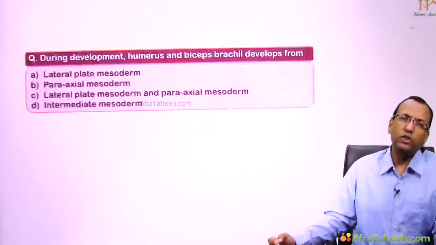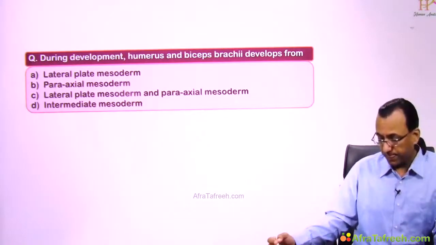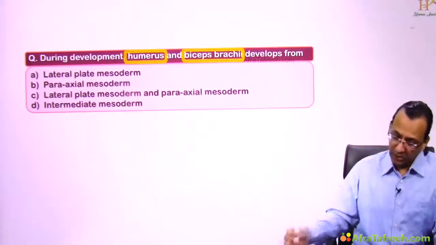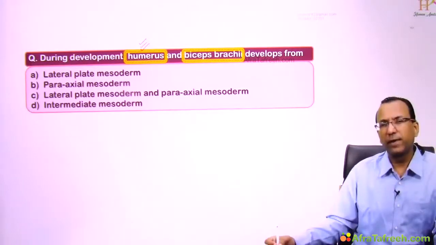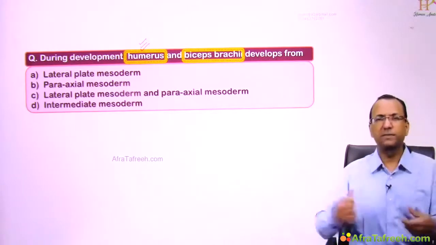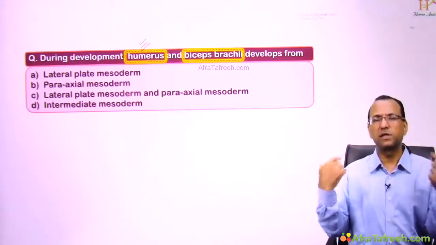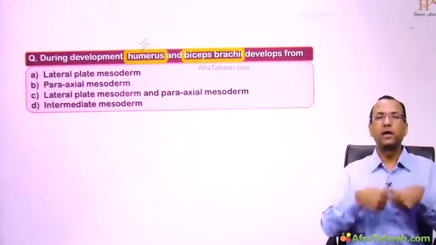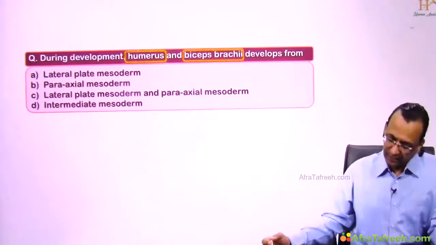There is one more question on embryology asking you the bone and muscle of the upper limb, like humerus bone, and the muscle is the biceps brachii. If you remember, we have discussed in embryology that the upper limb, lower limb bones are appendicular skeleton and they will develop in the lateral plate mesoderm. Where are the muscles? The skeletal muscles. The skeletal muscle of entire body come from para-axial mesoderm.